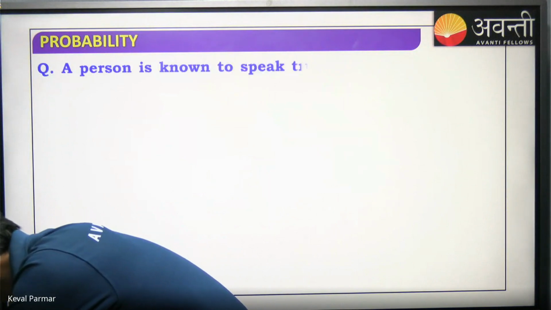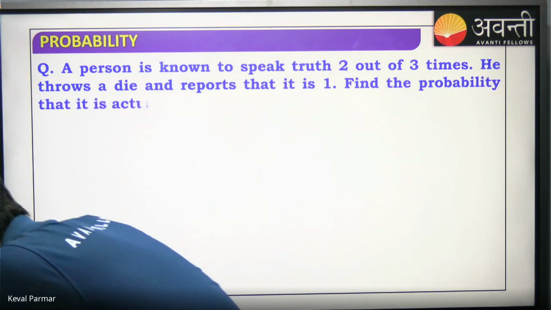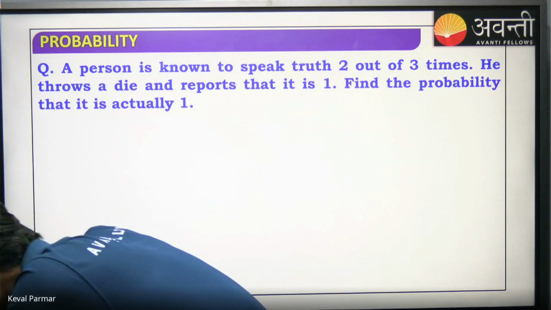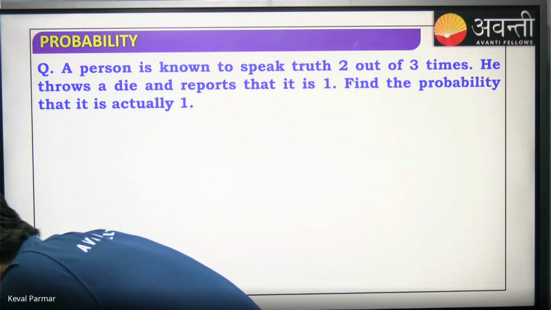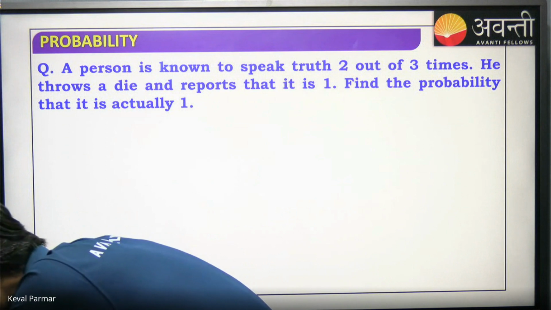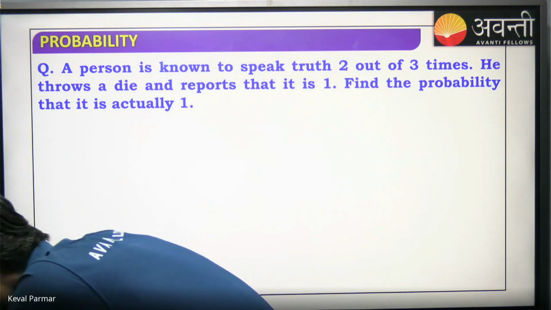You read the question and try to get it. I'll give you 3 minutes. Try to do it with the tree diagram, okay, guys? Try to do it with the tree diagram. Come on, let's see. It's a little bit tricky question, but you can easily get it. Come on.